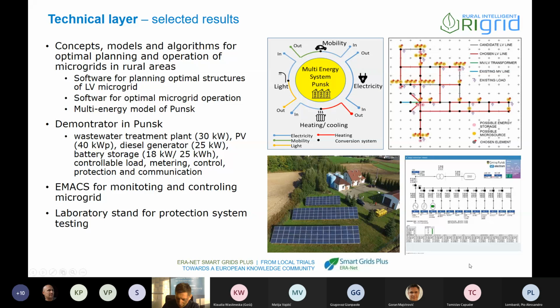Therefore, Electrum developed the control and monitoring tool, which is called EMAX, Energy Management and Control System. You can see the screen on the right. It allows us to monitor all the processes in the microgrid and also to control the processes in the microgrid. And moreover, this could be done remotely. So the operators are sitting 200 kilometers far away from that, and they can control the system.